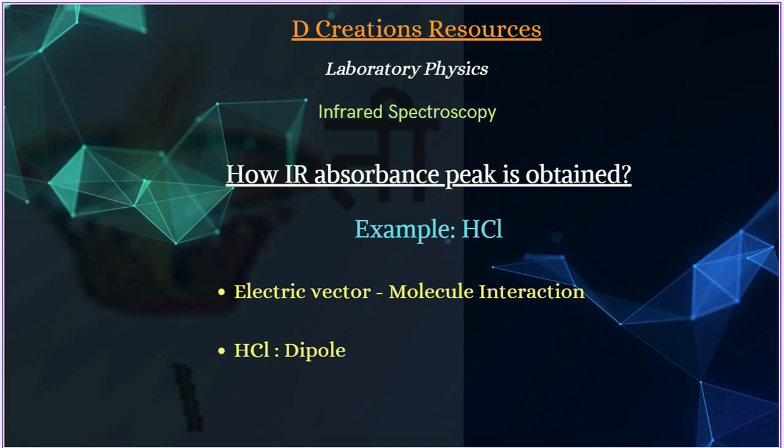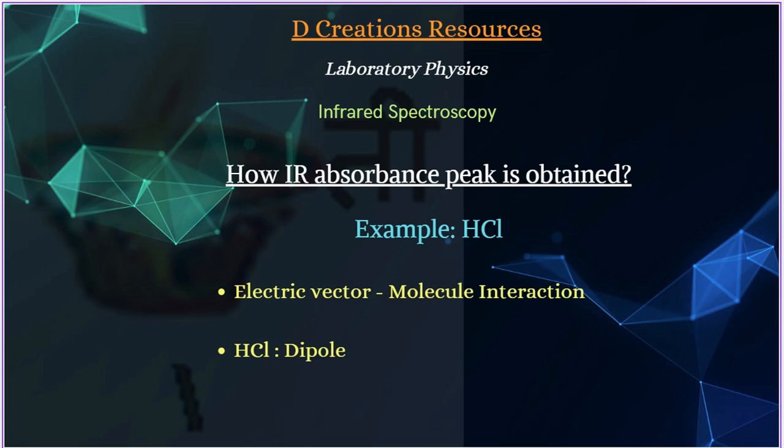Now, as the polarity of the electric vector changes over time from positive to negative and back, the HCl bond will get shorter and longer and shorter and longer. So during this process, the molecule vibrates at the same frequency as the electric vector, and the energy of the radiation is transferred to the molecule. And at that time, what takes place is the infrared absorbance.